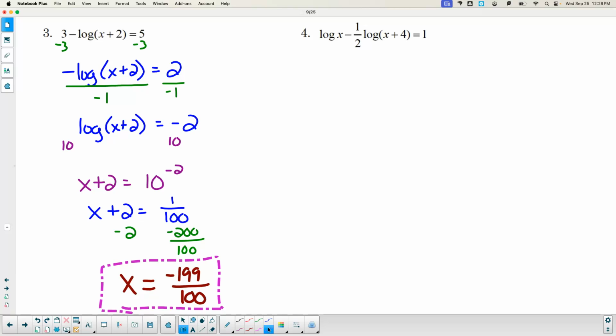Okay? Looking at the next one, other than the fact that it looks really scary, what do you notice about it?